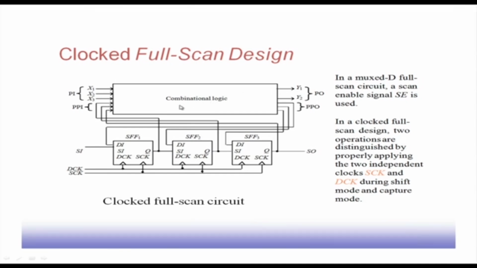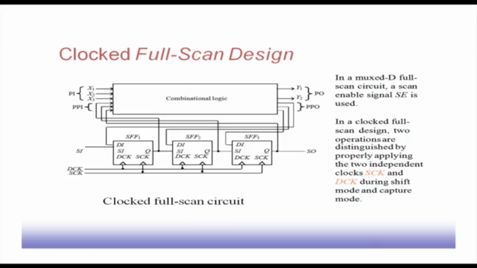Then comes this clocked scan full scan design. So, in a clocked full scan design, we have got 2 clocks, as we said, a data clock and a scan clock. So, DCK and SCK. For the normal operation of the system, the clocks will be given to DCK, and SCK will remain permanently low, and for the scan part, this SCK line will be given pulses, and this DCK clock will be deactivated.